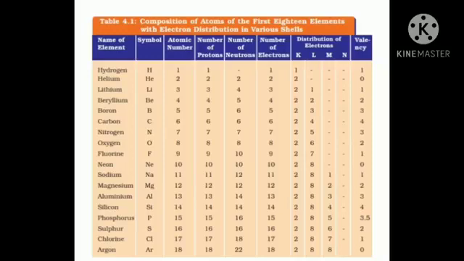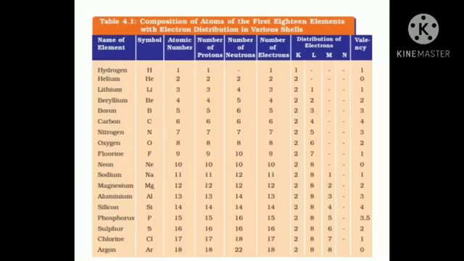Helium, symbol He, atomic number 2, so number of protons is equal to 2, number of electrons will be 2. Neutrons, mass number 4 minus 2 is equal to 2. First K shell contains 2 electrons, valency is 0.